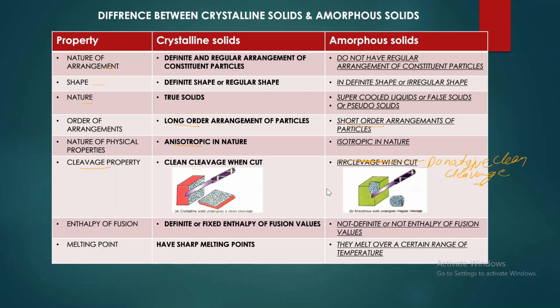Now enthalpy of fusion: crystalline solids have a definite or fixed enthalpy of fusion, but amorphous solids do not have a definite or fixed enthalpy of fusion. Similarly, for melting point, crystalline solids have a sharp melting point, while amorphous solids melt over a certain range of temperature.